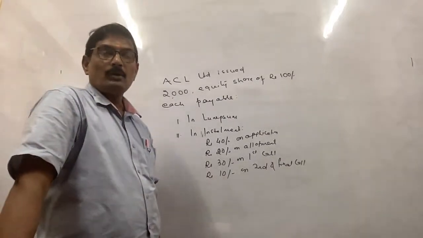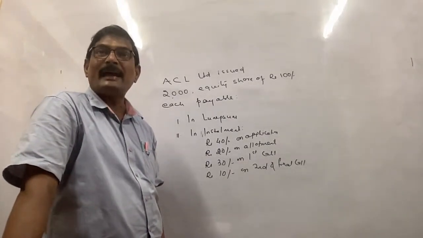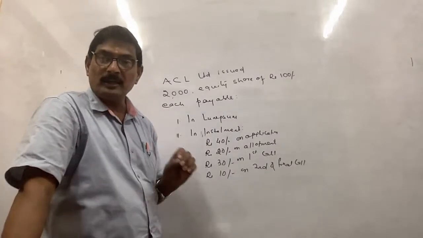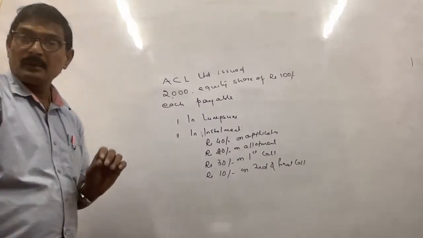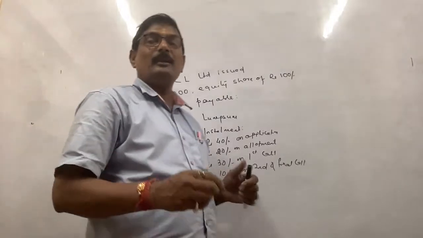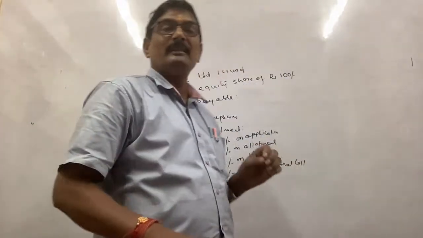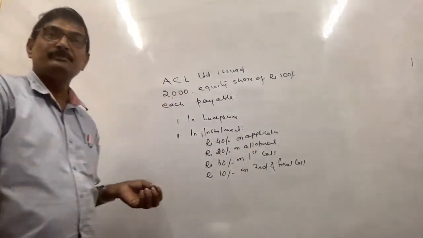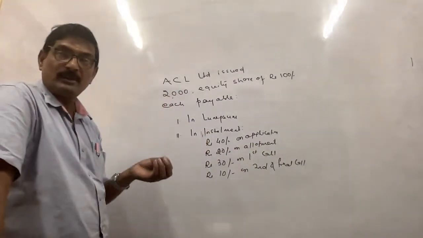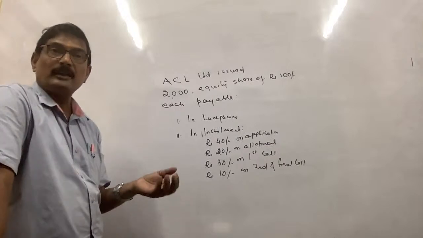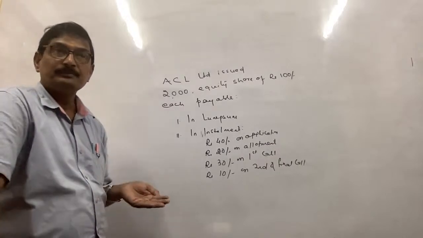So a very important part is that we have to understand the journal entries. Please don't mug up. When we are writing bank account debited to share application or share allotment, bank being an asset, that is why it has been debited. Assets by default are always debited. In case of increase, there will again be a debit.